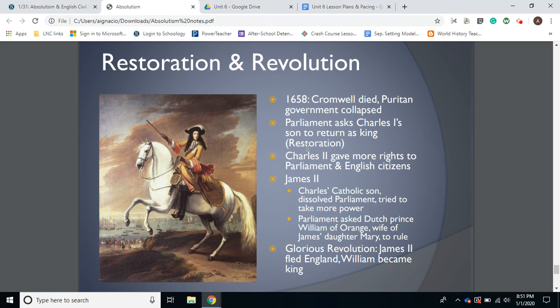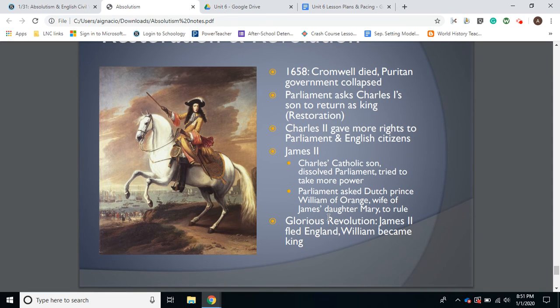When he dies, his son, James II, comes to power. He is Catholic. This is a problem, because if you remember, England is Protestant. Because he's Catholic, Catholics strongly support absolute monarchy. And so he tries to take more power, tries to dissolve parliament, which, if you remember, with Charles I, was not popular. And so, because James II isn't a popular ruler, he's also not following the guidelines in which the limited monarchy is established in England.